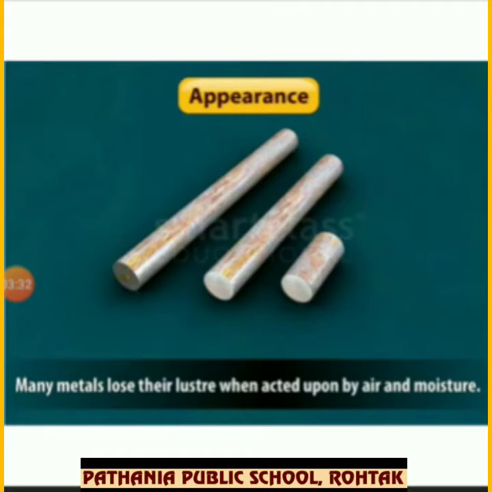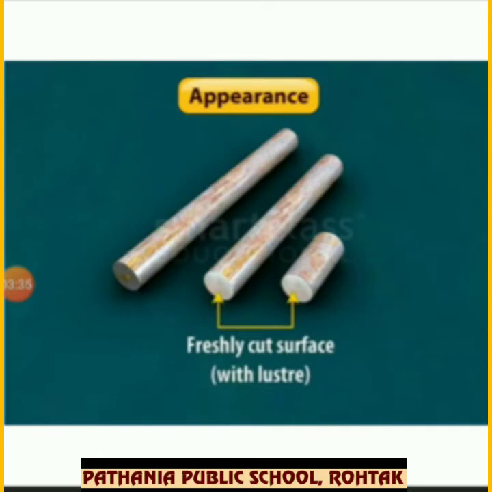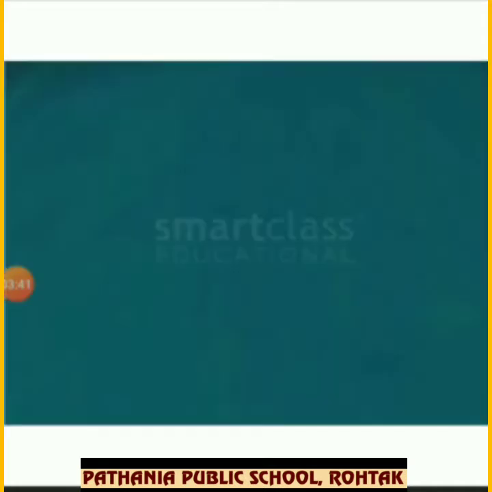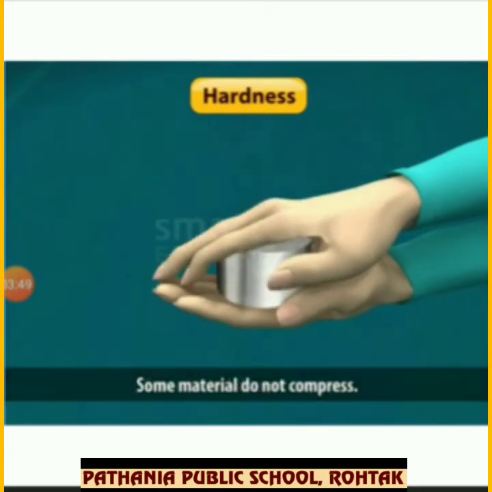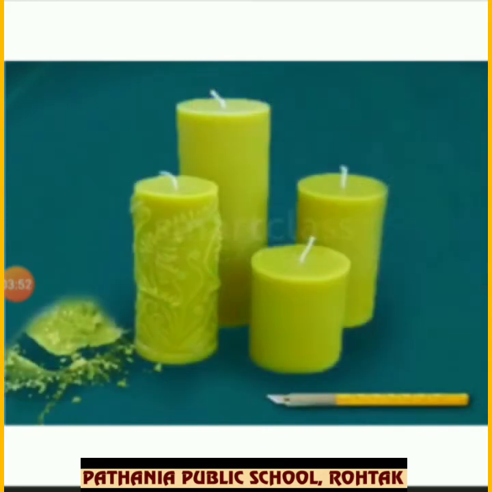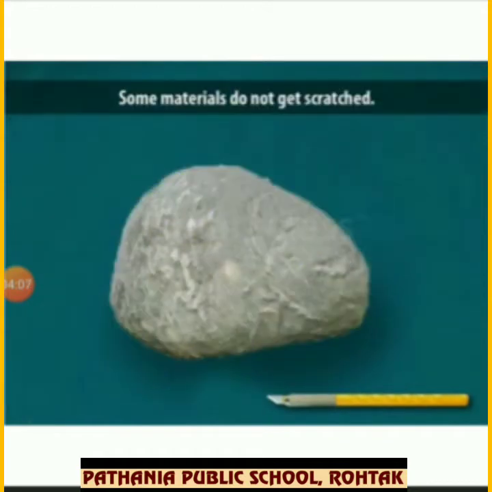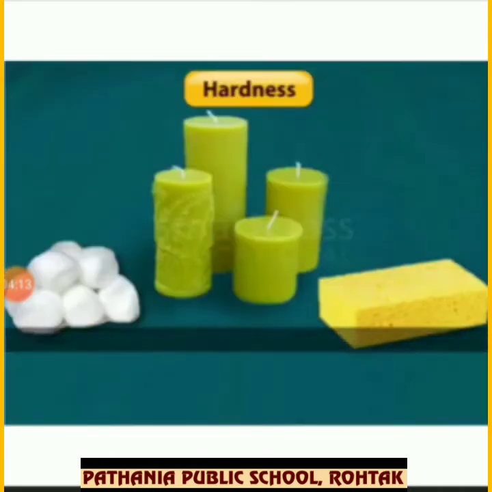The second property is hardness or softness. What do hardness or softness mean? Suppose we press a piece of iron metal with our hands, we will find that it cannot be compressed at all. A piece of iron also cannot be cut, bent or scratched easily. But we can easily cut candle wax. We can easily bend it and even scratch it. Another example is a sponge. A piece of sponge can also be cut, bent or scratched easily. So these are materials which are hard as well as soft. So this is the second property.